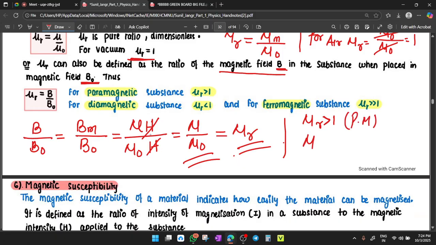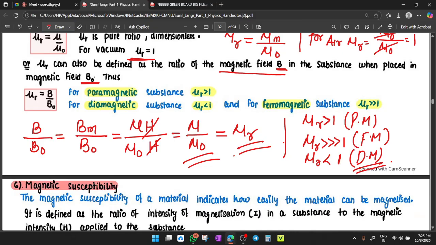Second, for ferromagnetic material, mu r is very, very much greater than 1. So it supports the magnetization heavily. So this is called ferromagnetic. And for diamagnetic, mu r is less than 1. So there will be a feeble restriction or repulsion towards the propagation of magnetic field inside this material. So this is diamagnetism.